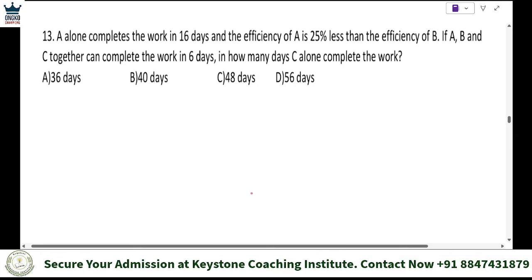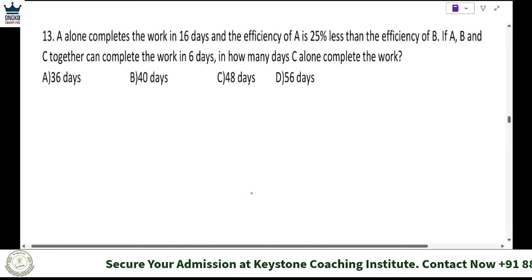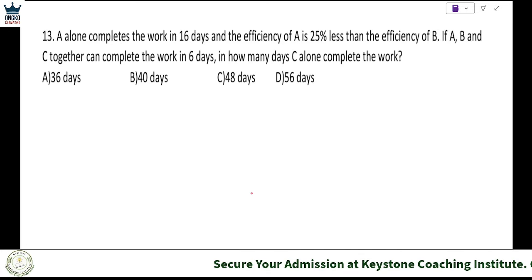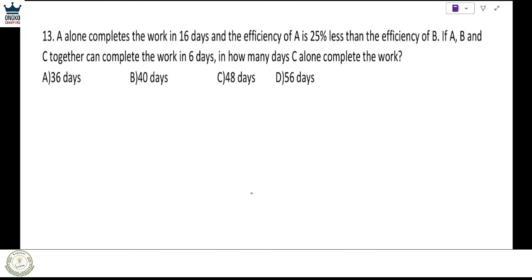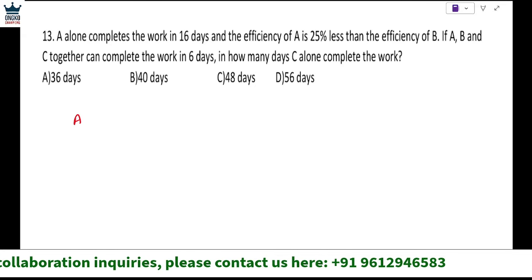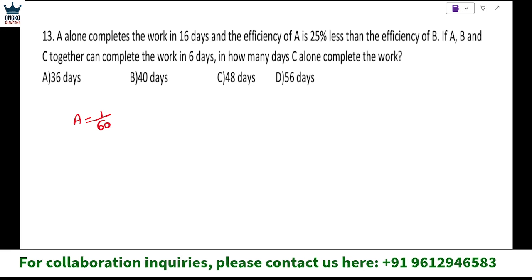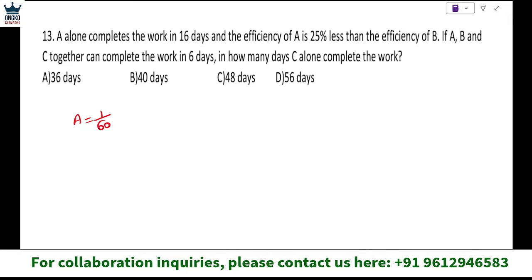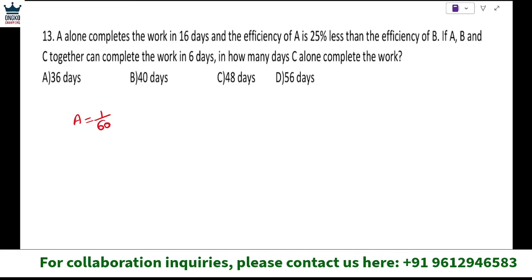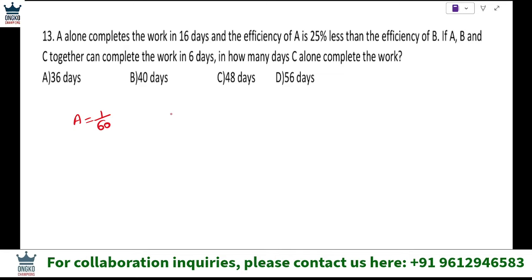Okay, this one is from time and work, right? Time and work. So here A alone completes the work in 16 days. If A can finish the work in 16 days, 1 day work will be 1 by 16. It's very important to convert in terms of 1 day work. So it is 1 by 16, not 1 by 60, right?